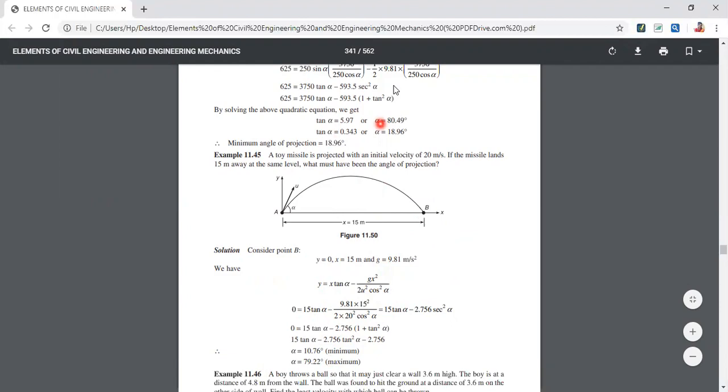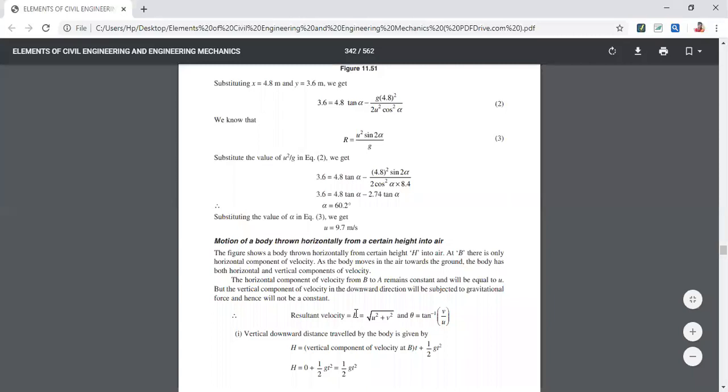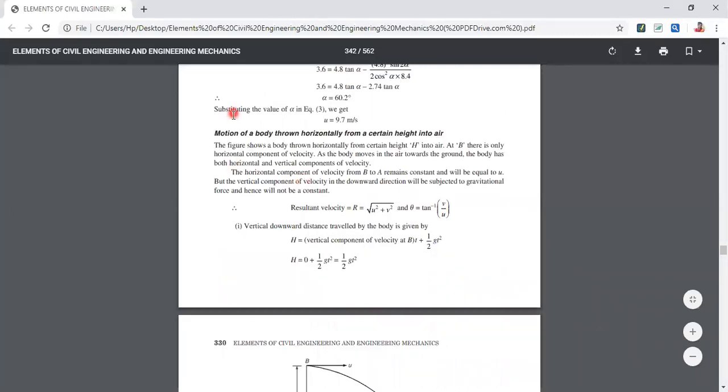Okay, now next I was talking of another case, that is motion of a body thrown horizontally from a certain height into air, the case 2 which I was talking of.